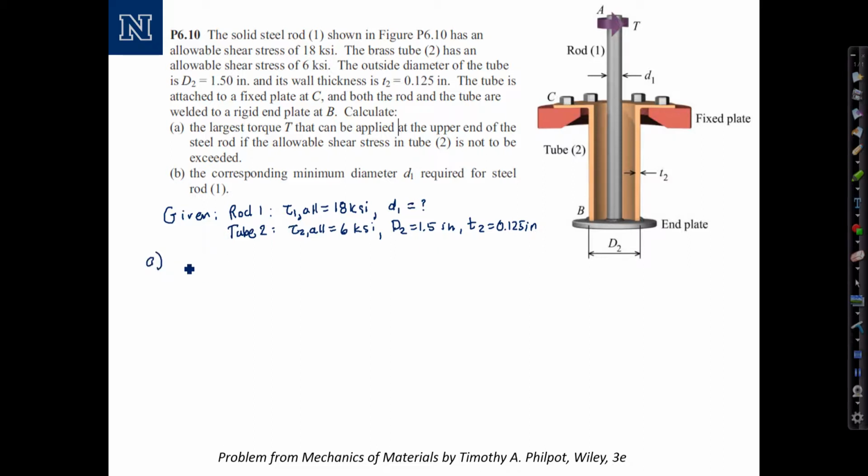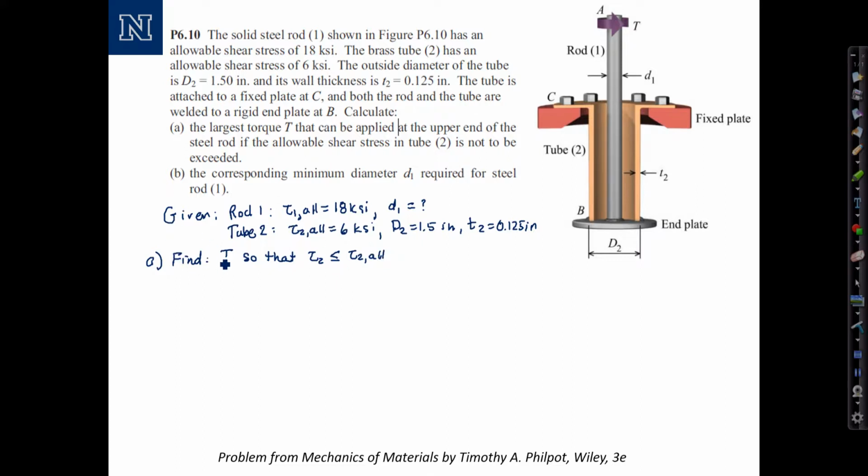We're to calculate the largest torque T that can be applied at the upper end of the steel rod if the allowable shear stress in tube 2 is not to be exceeded. I will summarize that as we are to find T so that tau 2, the actual stress, is less than or equal to tau 2 allowable.